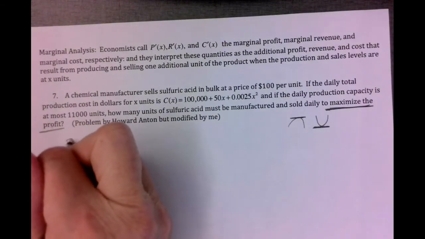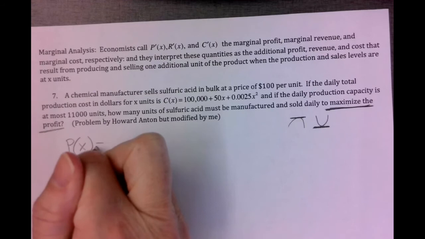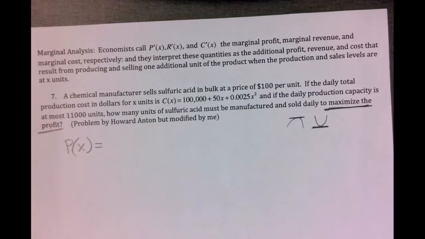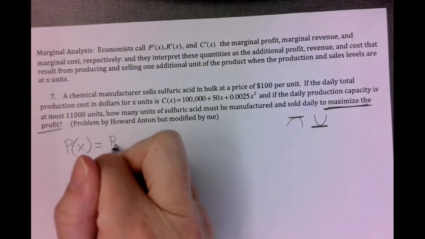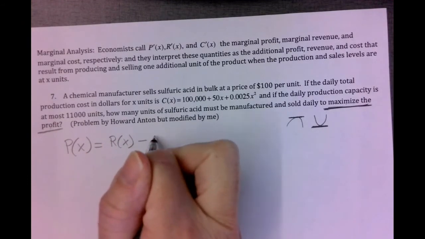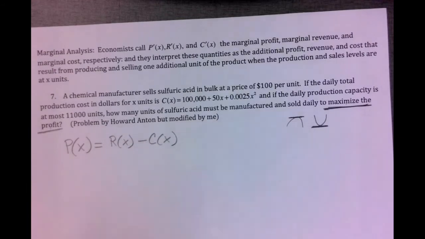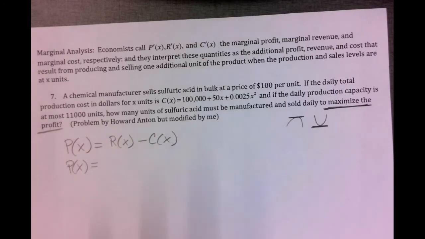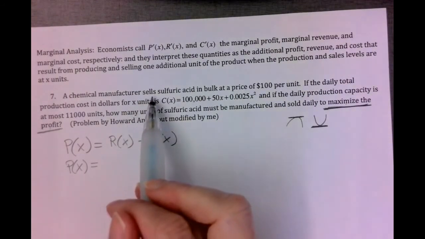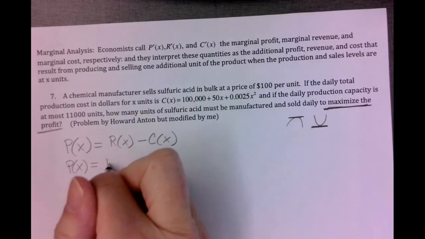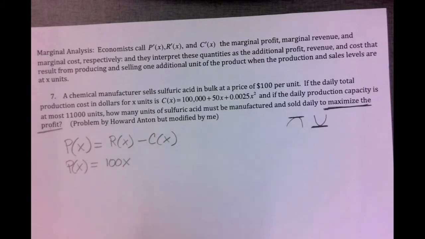Well, profit is found by taking your revenue, that means the amount of money you take in, and subtracting out your cost. In our case, to find the revenue, how much money we're taking in, well, we look at what we sell it for. We're selling $100 per unit. $100 for each unit would be 100x. Minus the cost function is given to us.